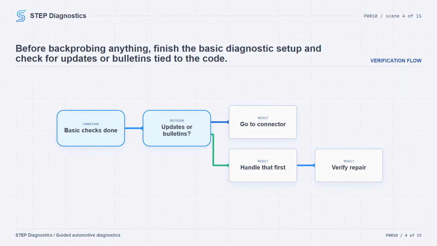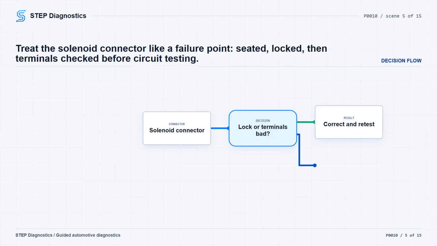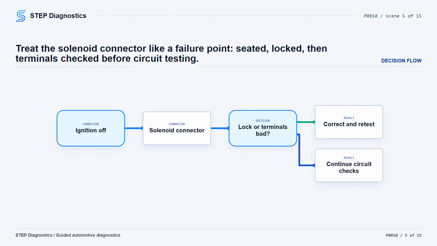into circuit testing. With the ignition off, check the VVT intake solenoid 1/1 connector before unplugging it. Make sure it was fully seated and locked. Then disconnect it and inspect for pushed out, damaged, or spread terminals.